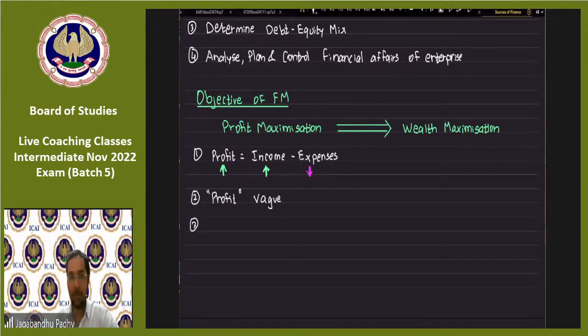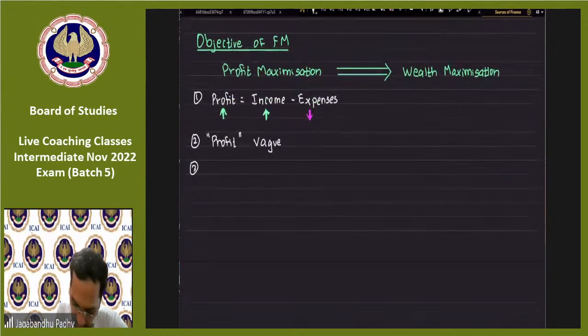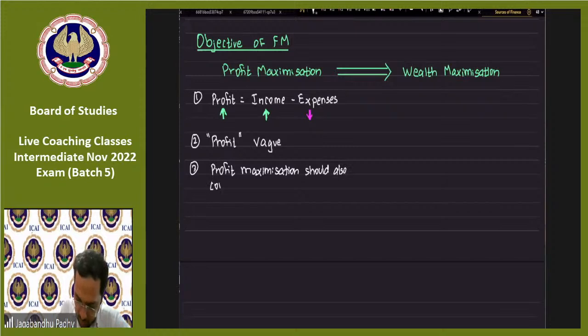right? So profit maximization cannot be understood in isolation without taking risk into consideration. Profit maximization should also consider risk. So we should also consider the risk involved in it.